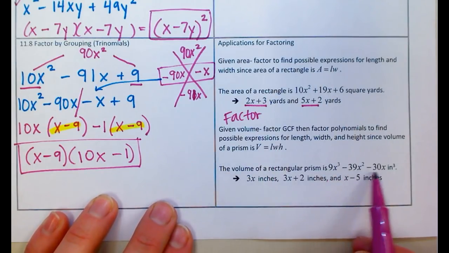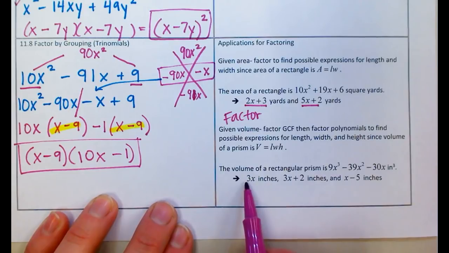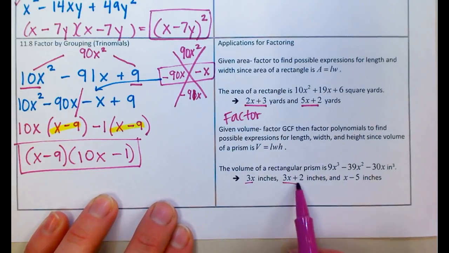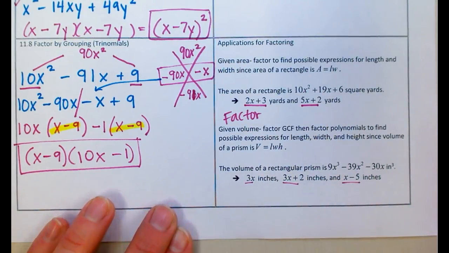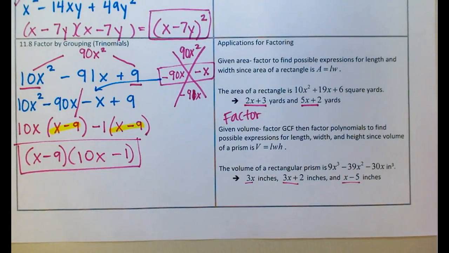So this one was one about volume. It had a GCF of 3x, and then I factored it to 3x plus 2 and x minus 5. So that's all you have to do for your applications for factoring.